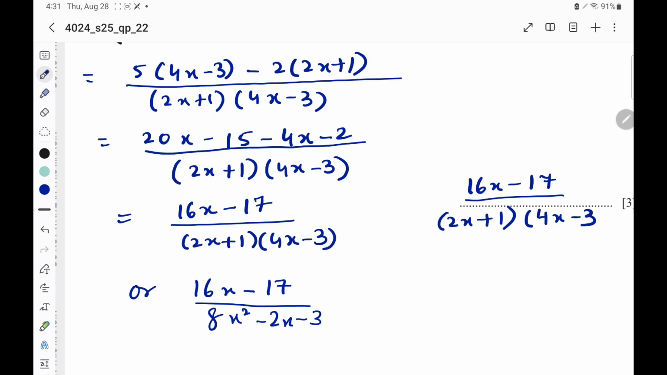So that's the end of the 402 for paper 22 May June 2025.